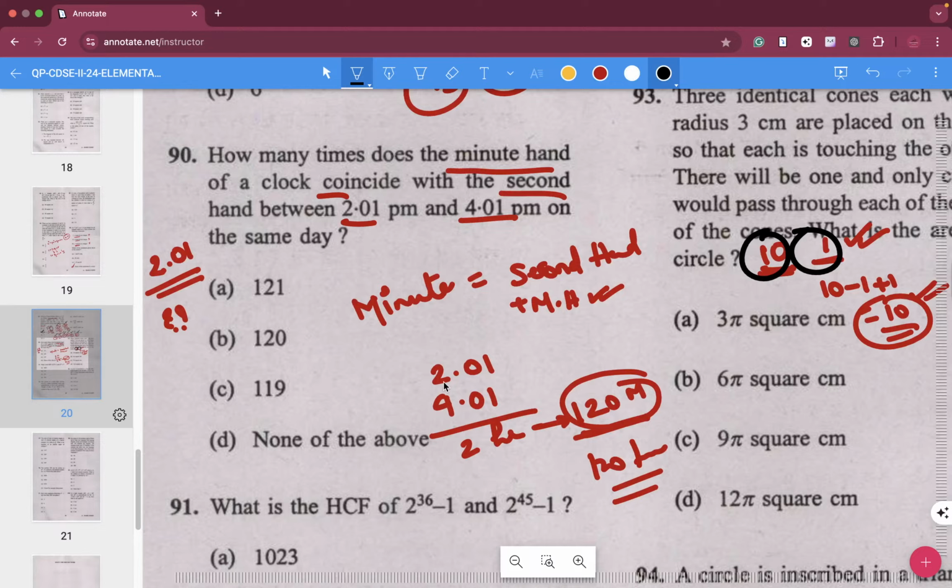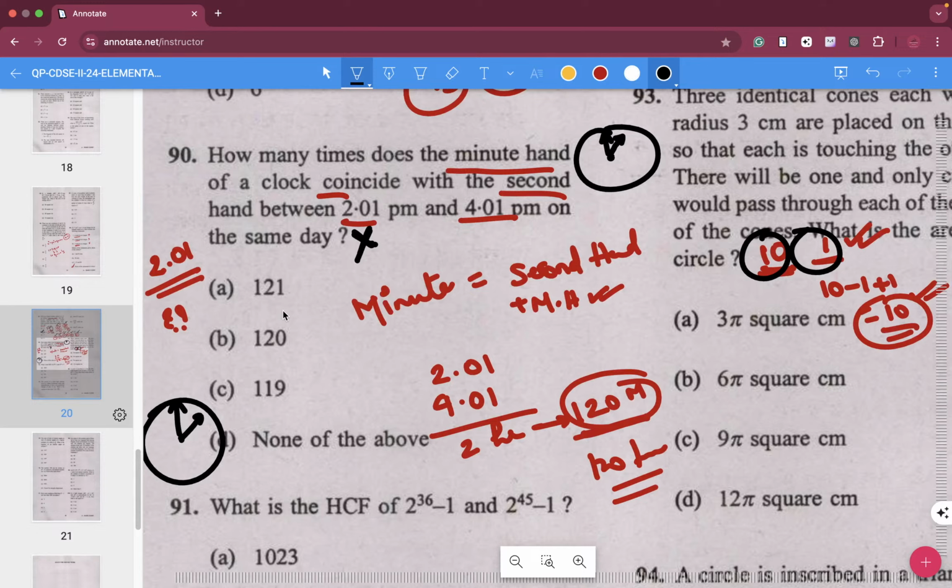Right now, at 2 o'clock, the second hand will be here. At 2:01, the minute hand will be slightly here, and the second hand will be at this particular point. So in that case, they are not coinciding.